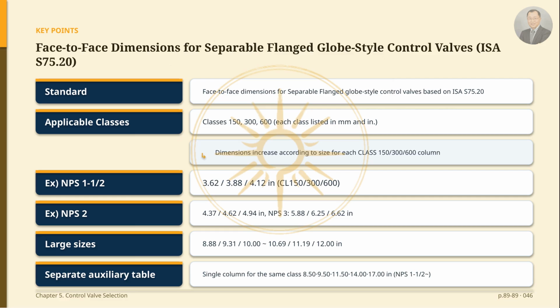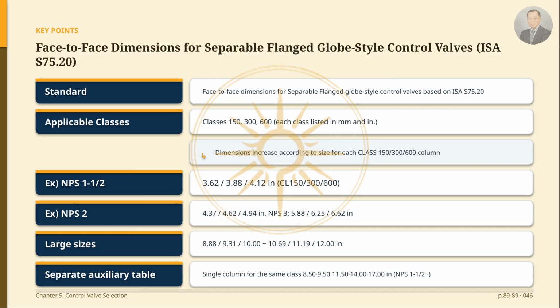I would like to introduce the face-to-face dimensions for separable, flanged, globe-style control valves. This table follows the ISA S75.20 standard and applies to the separable flange type, where the valve body and flange are separate. The applicable pressure classes are Class 150, 300, and 600, with dimensions listed in both millimeters and inches. As the class increases, the face-to-face dimensions increase for the same size.